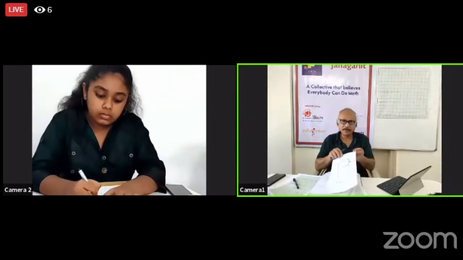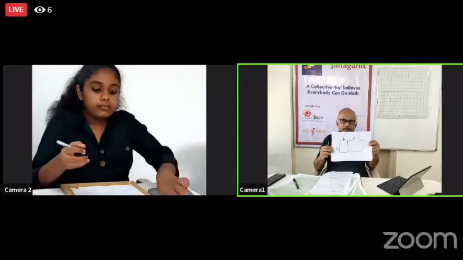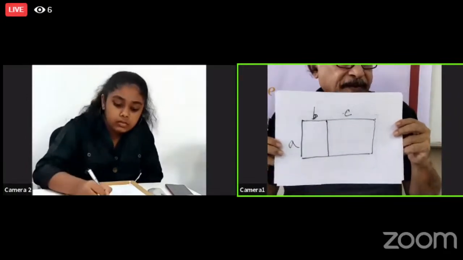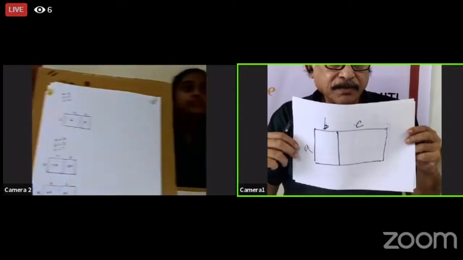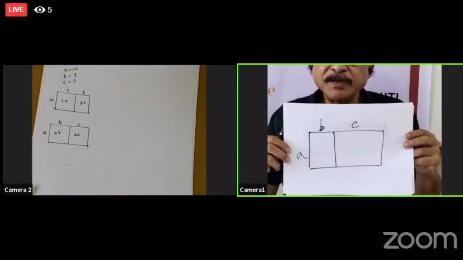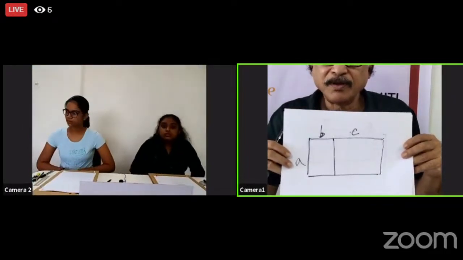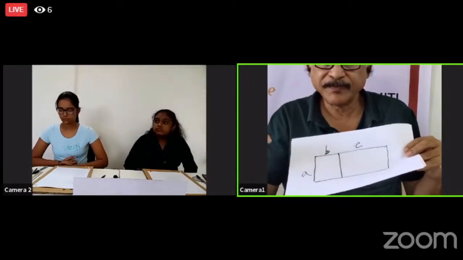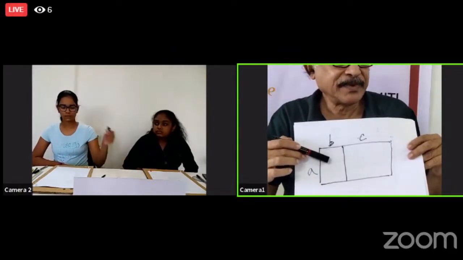So this is what we have here. Have you drawn something like this? I hope all the participants are also drawing A, B, and C in your exercise books. And what we now have to do is to write the area of the two parts. So what is the area of this rectangle? A into B.